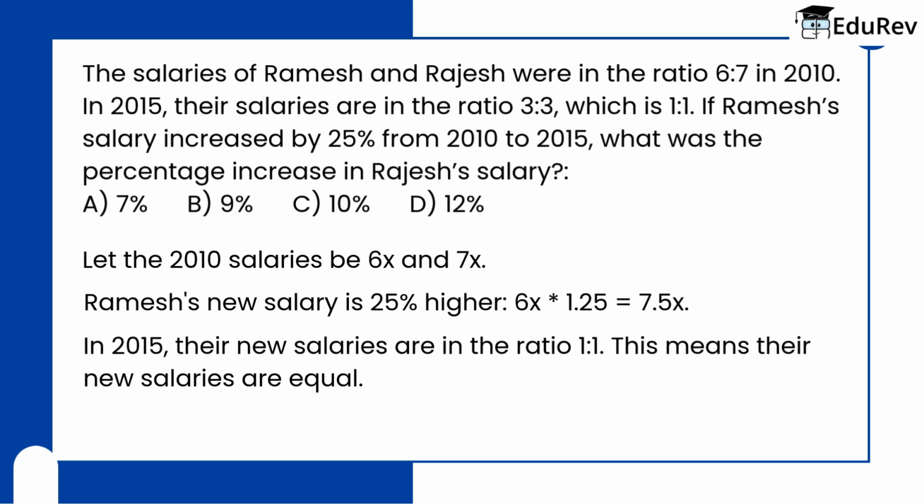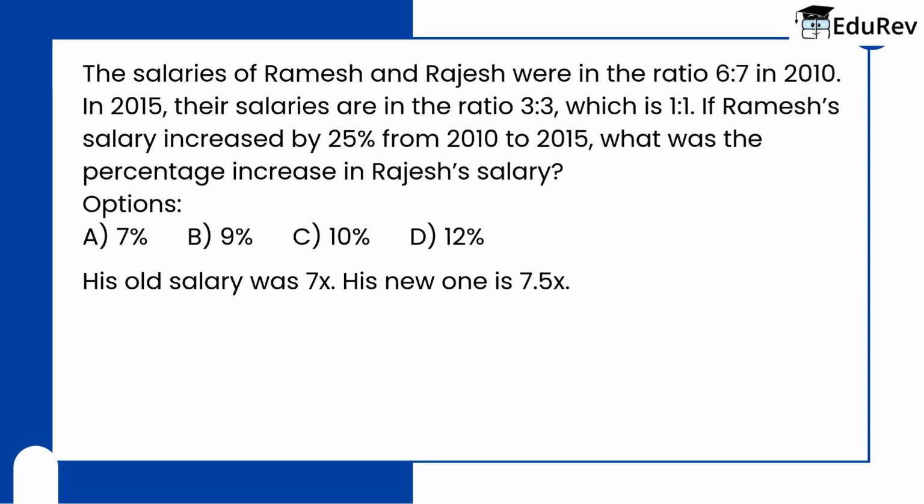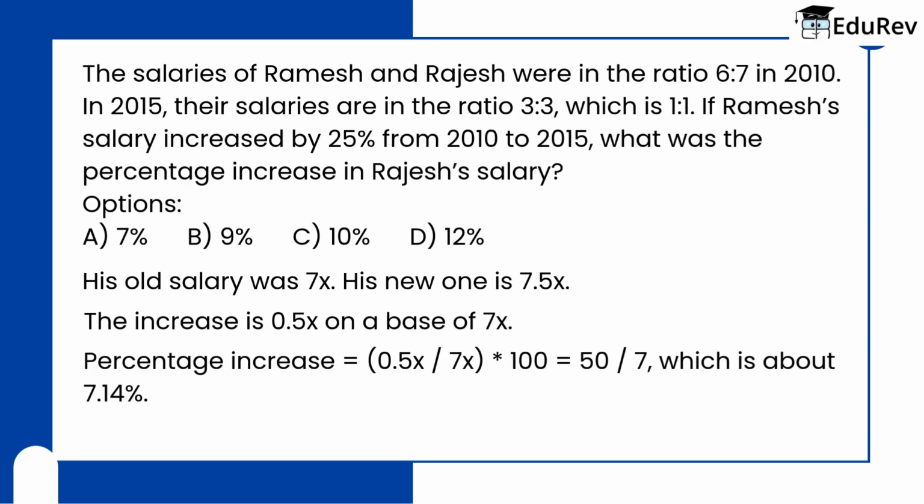In 2015, their new salaries are in the ratio 1 to 1. This means the new salaries are equal. So Rajesh's new salary must also be 7.5x. His old salary was 7x. His new one is 7.5x. The increase is 0.5x on a base of 7x. Percentage increase equals 0.5x divided by 7x times 100 equals 50 divided by 7, which is about 7.14%.